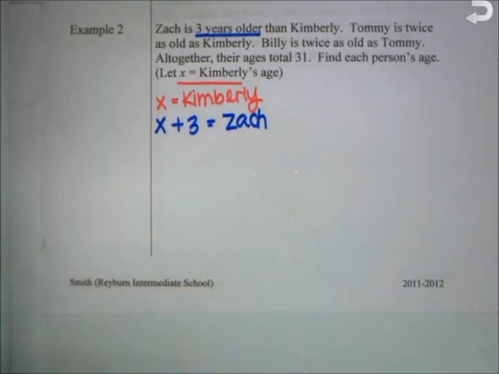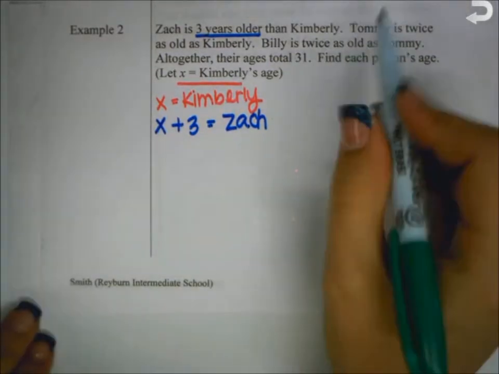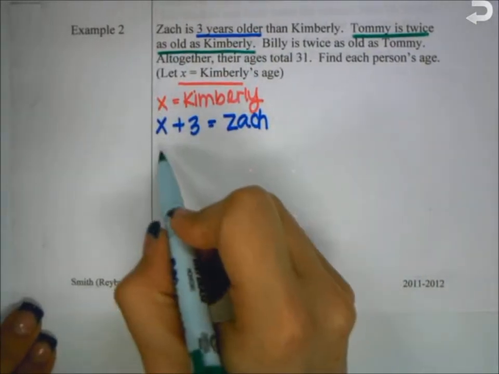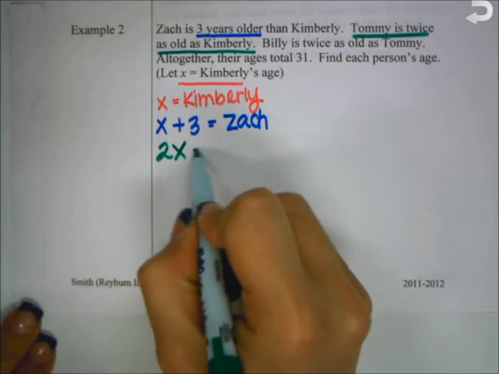And Tommy is twice as old as Kimberly. So Tommy is going to be 2x. Twice as old means that we multiply by 2.